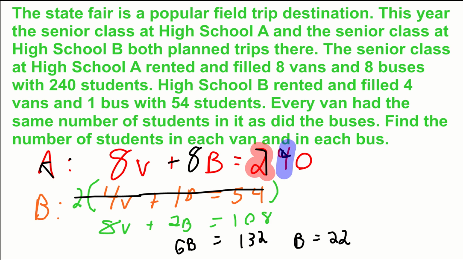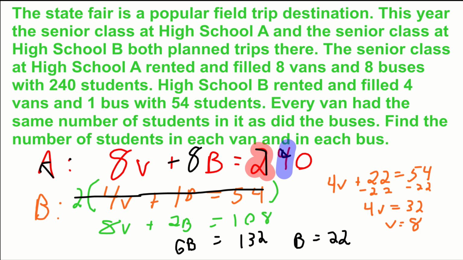Now, I need to figure out how many are in each van. So I'm going to take the one I crossed out here. And I had 4 vans plus the 1 bus. So 1 times 22 is just 22, and that equals 54. So I got to solve that. I subtract 22 from each side. So I got 4v equals 32. I divide by 4. I got v equals 8.